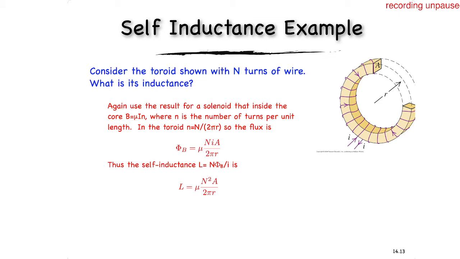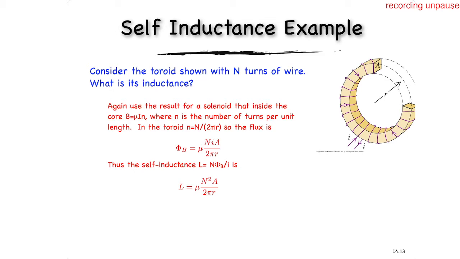So we just sort of reuse that result for the magnetic field and then say that the flux through that core is the magnetic field times the area. So our mu I times N over 2 pi r is the magnetic field, and A is the cross-sectional area. Right up there, it's shown. The cross-sectional area of this core.